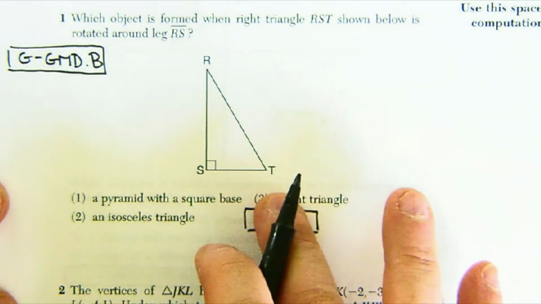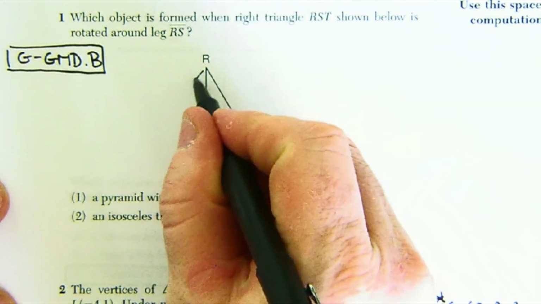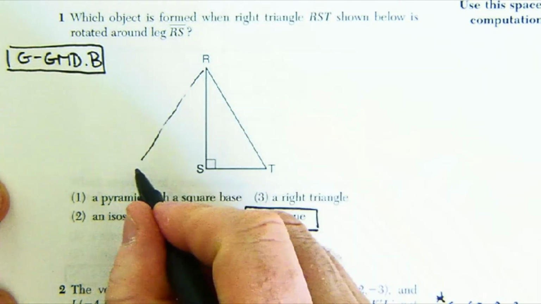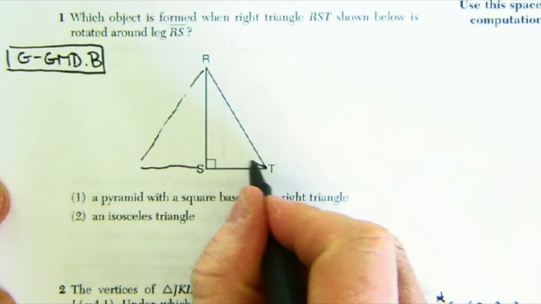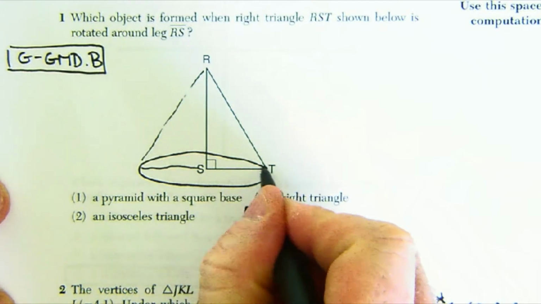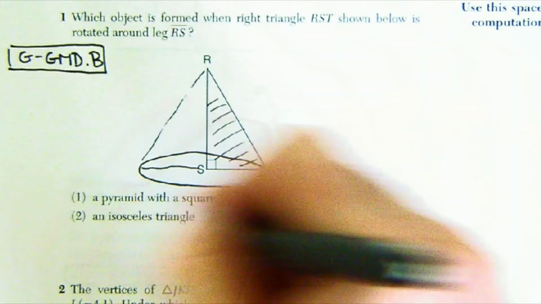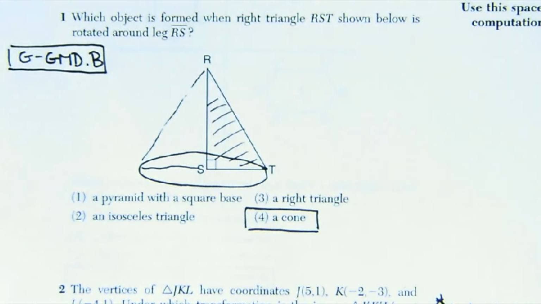Now, this one happens to be a classic, right? And the way I always draw these is I kind of draw in the reflected image, and it helps me to think about what's going to happen. Now, as I rotate this shape around that axis, it creates a solid. And it's asking me about what solid is being formed.